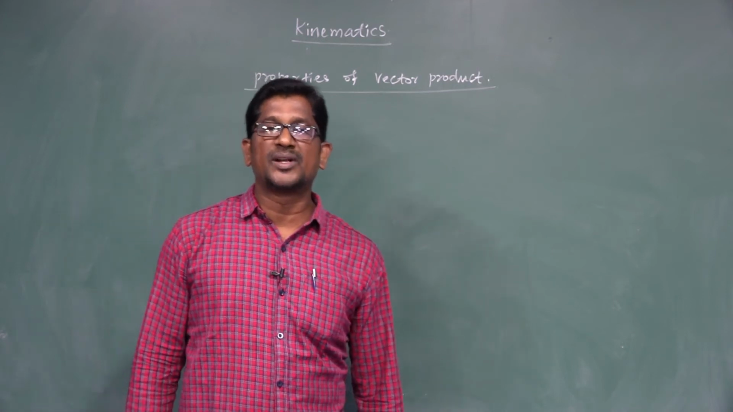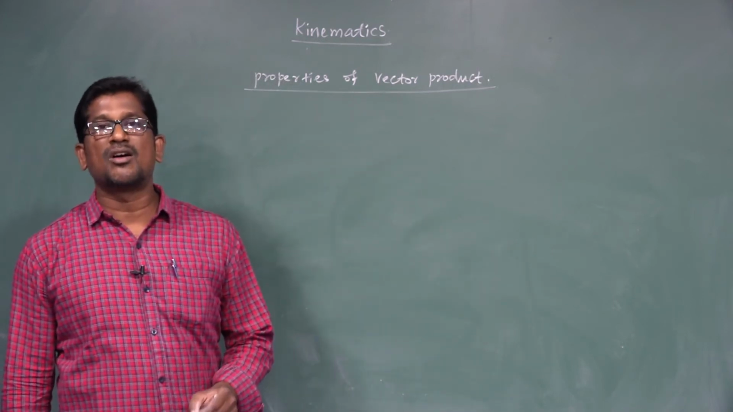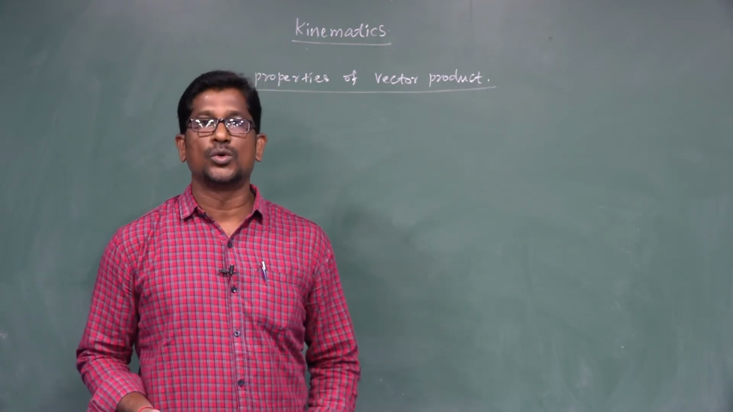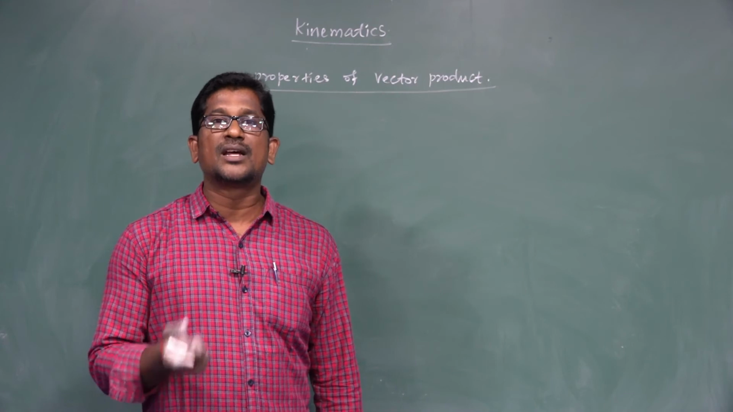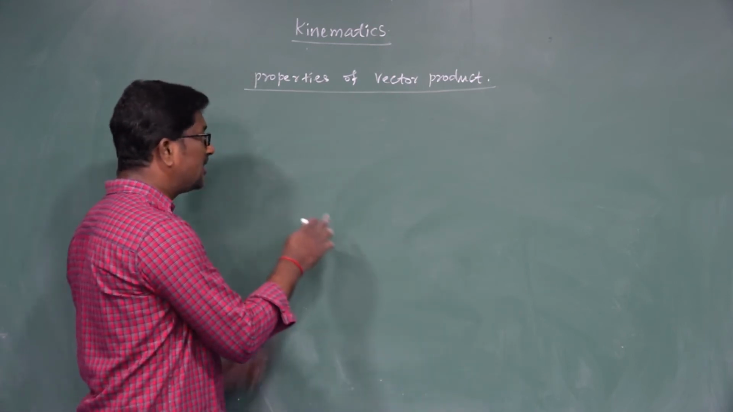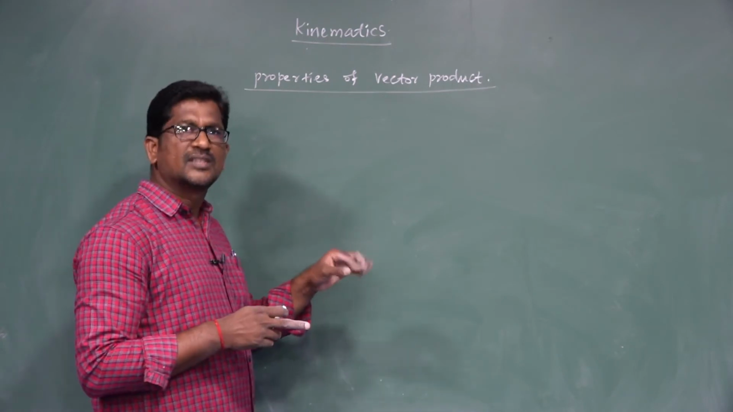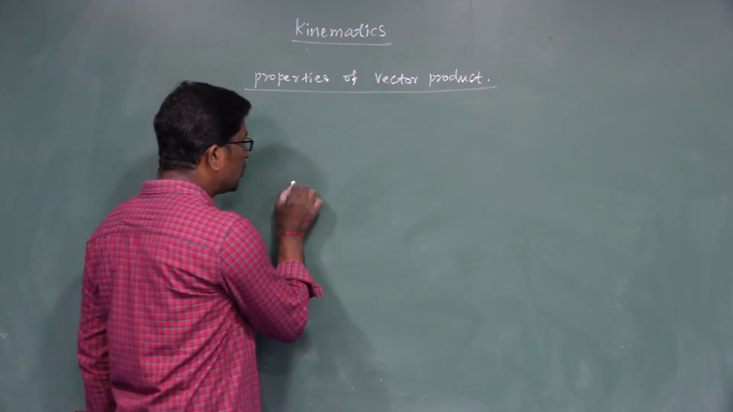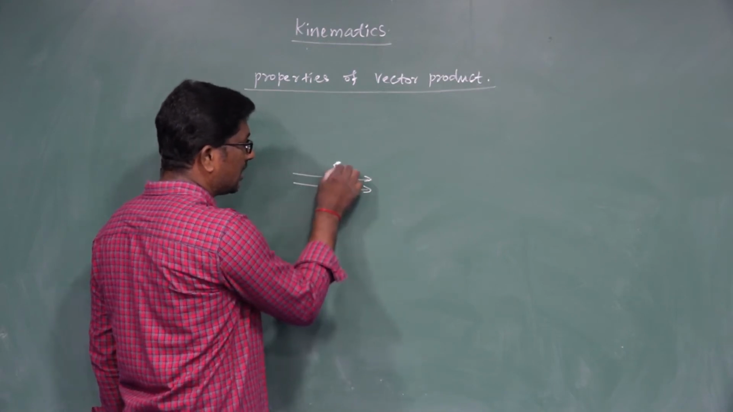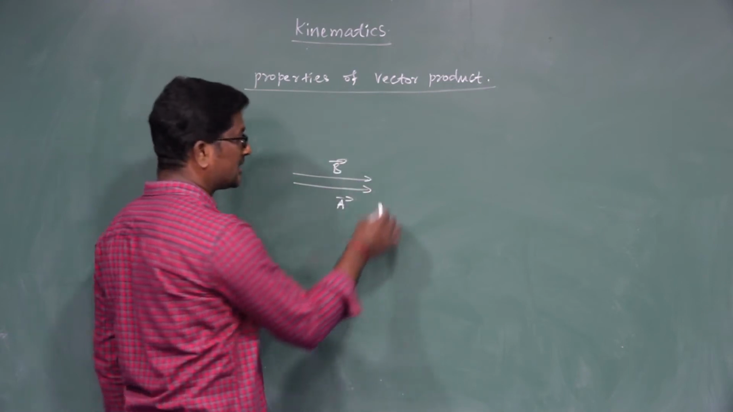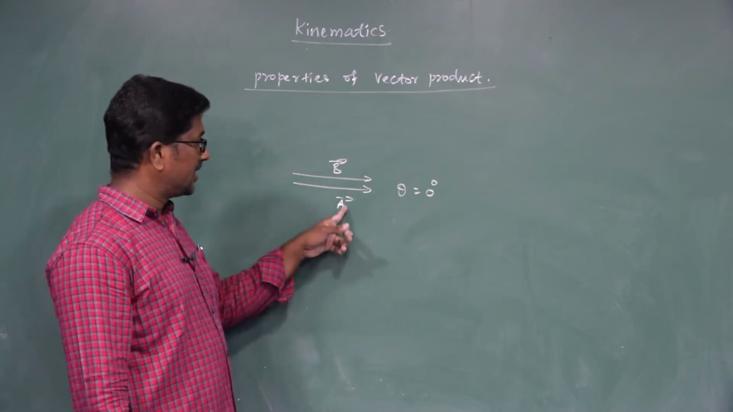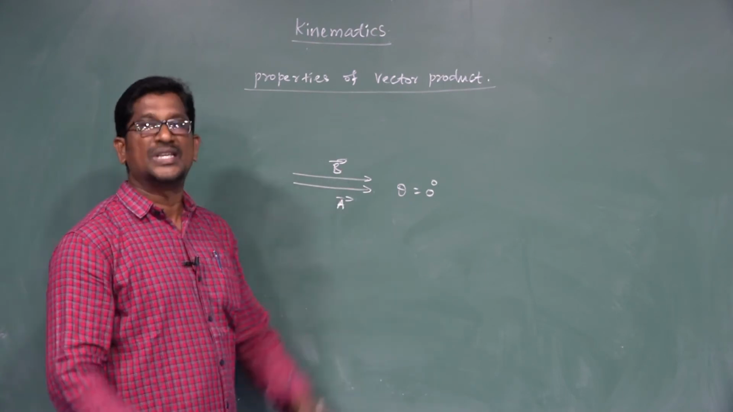Right, next, the fourth property. The vector product or cross product of two vectors will have a minimum value, that is 0, if the angle between A vector and B vector is 0 degree or otherwise 180 degree. When the angle between A vector and B vector is 0 degree or 180 degree, if both the vectors act along the same direction, then the angle between these two is 0 degree. Here the A vector and B vector are parallel to each other.